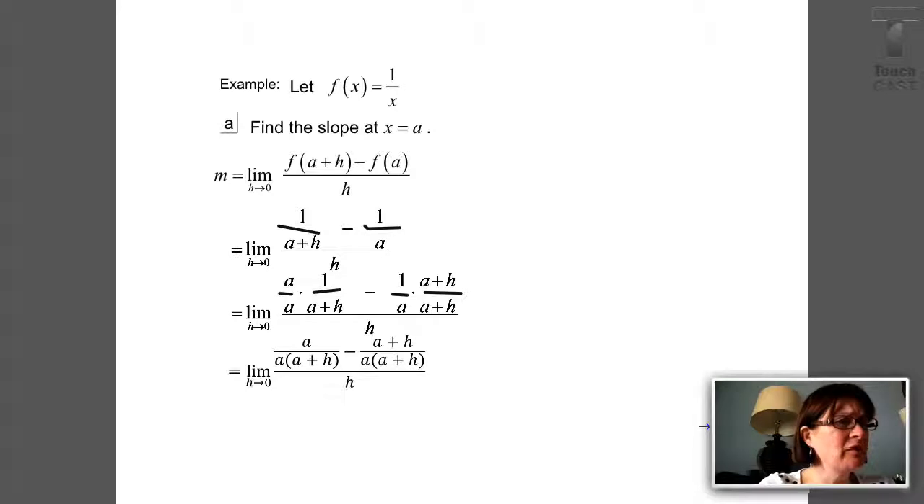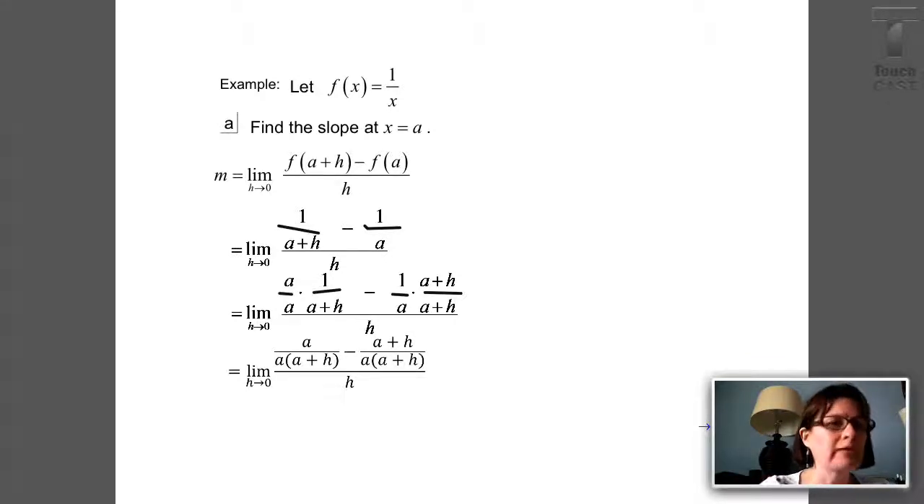This last example is on the last page of your packet. What if f of x equals 1 over x, and I want to find the slope not at a particular x value, but at some abstract x value. I'm going to call it a. So I can still do this problem. Watch what happens. I'll start with my definition. It's the limit as h approaches 0 of f of a plus h minus f of a all over h.